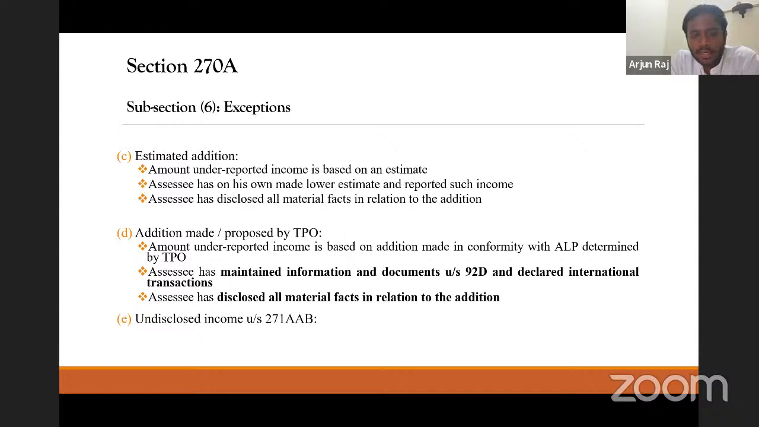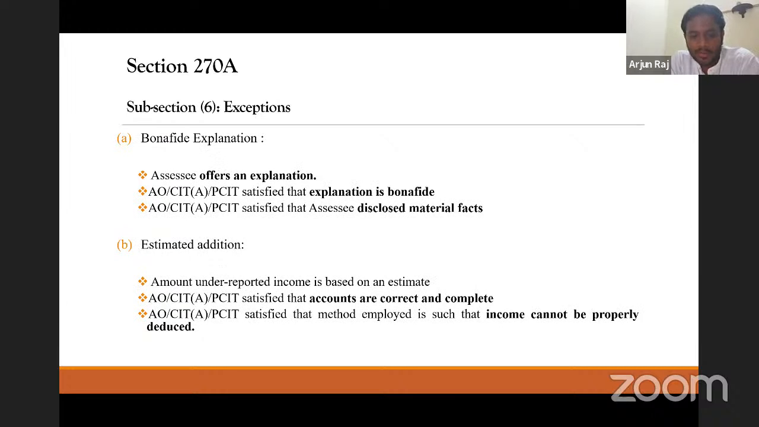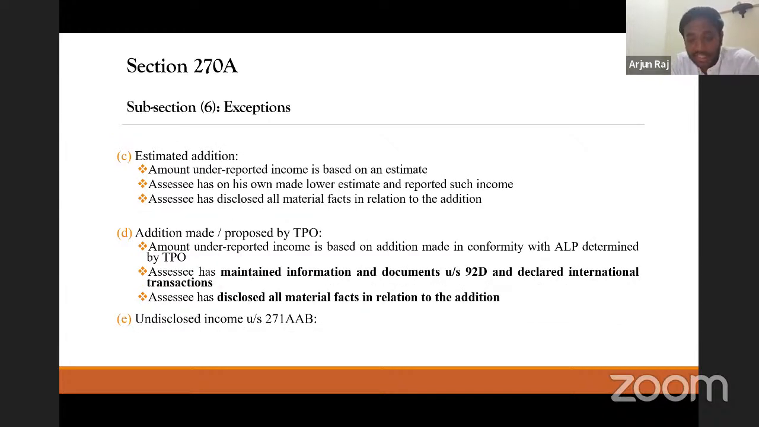So I think the third limb is even more liberal compared to the second limb, because in the second limb, despite me maintaining the books, there could be a reason why the AO was estimating it for various reasons. On that ground, I would not be entitled to this exception until the AO is satisfied that my books are correct. So even in the event of rejecting my books, I would not be entitled. Whereas in the third event, where I myself have estimated it and the AO estimates at a higher figure, I would be entitled to this exception.